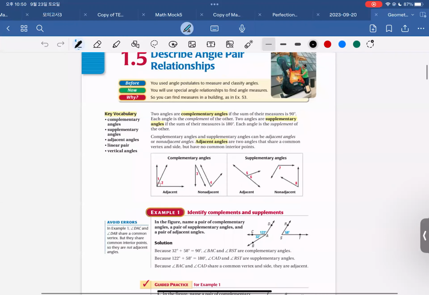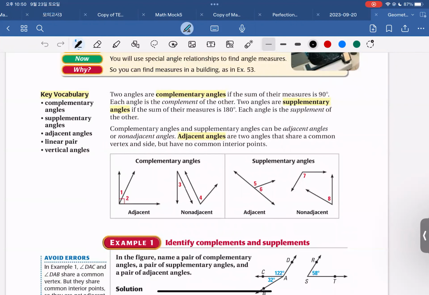So first, let's look at some key terms. Here, you can see two angles are complementary angles if the sum of their angles is 90 degrees. This is pretty straightforward, right? For example, 40 and 50 are complementary angles because they add up to 90. 50 and 30 would be a bad example because it would equal 80, my bad.